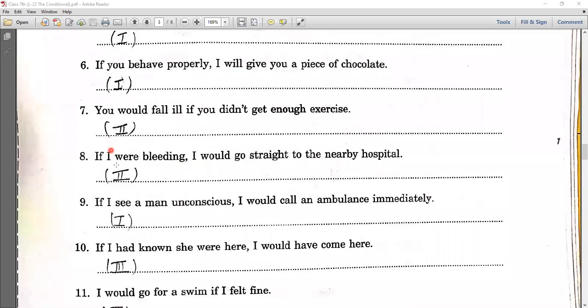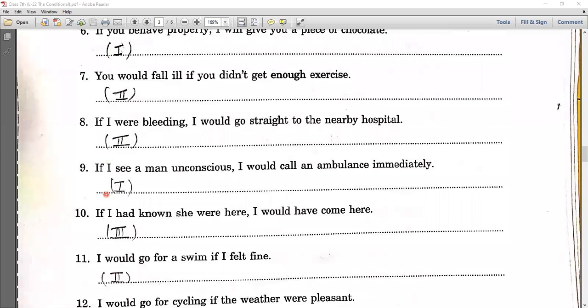If I were bleeding, were we use in the past, I would go straight to the nearby hospital. The second form of be is were. Okay, the first form is is, and the second form is were. So that is why it is the second conditional sentence. If I see a man unconscious, I would call an ambulance immediately. If I see a man unconscious, I would call, but here you can see that would is not written. So maybe we will have to apply will over here. I will call an ambulance immediately. So this is the first conditional because it is showing us simple present tense.